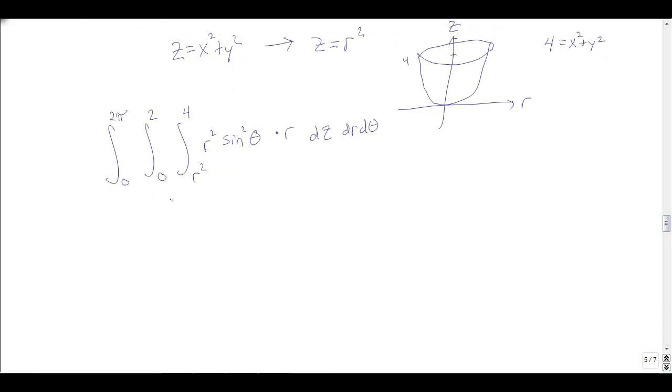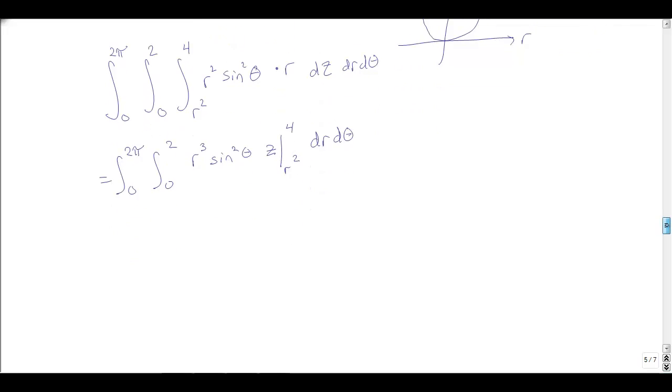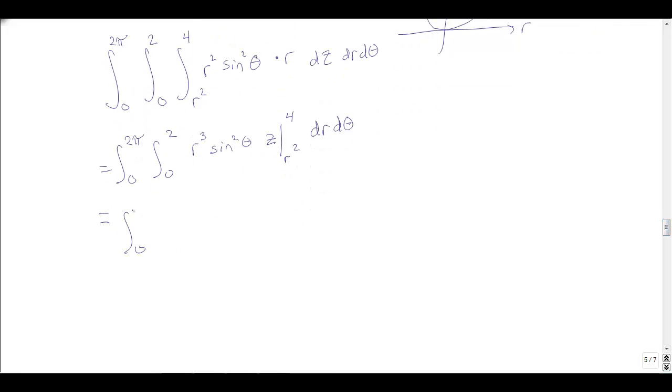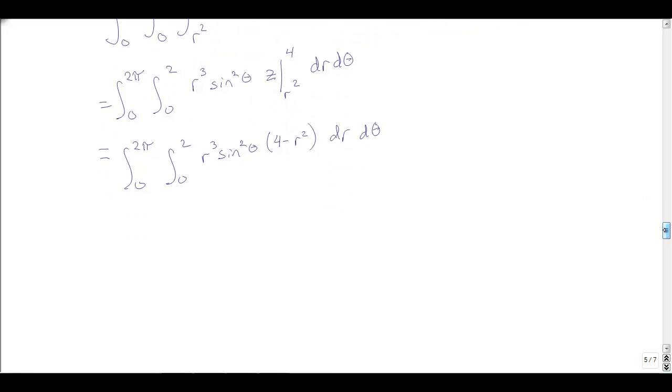And then I'm going to integrate with respect to z first. So I get integral 0 to 2 pi, integral 0 to 2, r times r squared is r cubed, sine squared theta. And then you get a z. It goes z from r squared to 4, dr d theta. And then I go 0 to 2 pi, integral 0 to 2. Let's see, we get r cubed sine squared theta, and we're going to multiply this by 4 minus r squared, dr d theta.